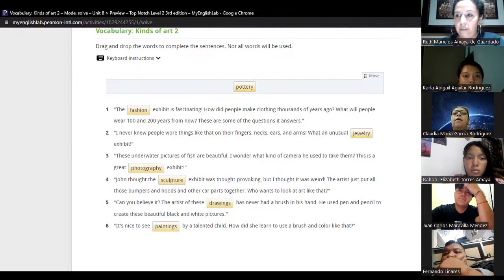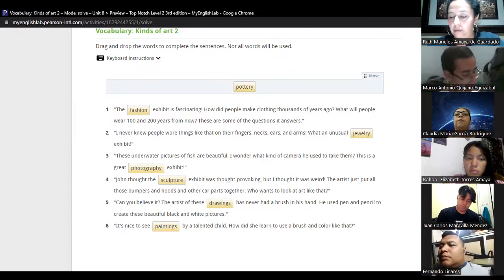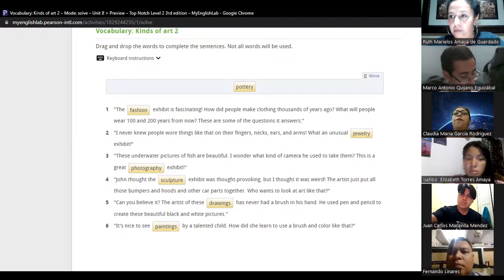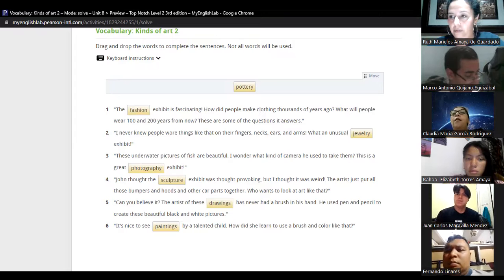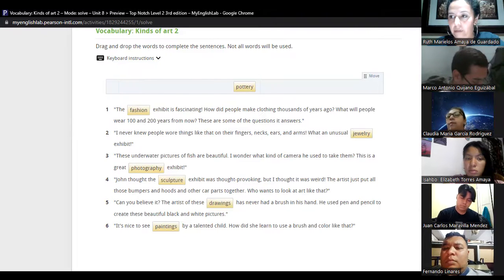I never knew people wore things like that on their fingers, necks, ears, and arms. What an unusual jewelry exhibit. Thank you so much. What about you, Claudia Maria, number three? These underwater pictures of fish are beautiful. I wonder what kind of camera he used to take them. This is a great photography exhibit. Thank you. Help me with number four. Let me see, Juan Carlos.